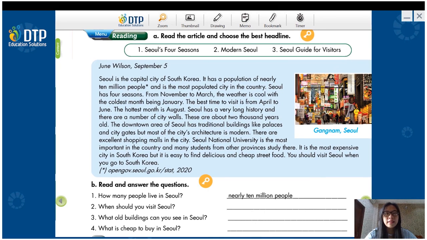And the first exercise is also the reading. You have to read the article and choose the best headline. And in this reading, we'll read about Seoul. Number 1, Seoul's 4 seasons. Number 2, Modern Seoul. Number 3, Seoul Guide for Visitors.